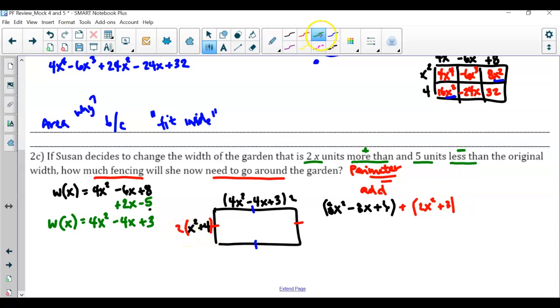Now we can combine our like terms. So 8x squared plus 2x squared is again 10x squared. There's no x term, so minus 8x and then 6 plus 8. Oh, I'm sorry, that's an 8 there. Sorry about that. 6 plus 8, which is 14. This is the new polynomial that represents how much fencing.